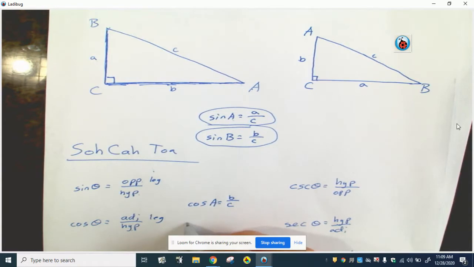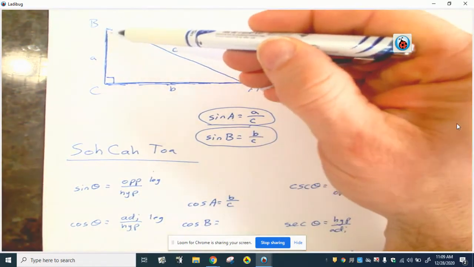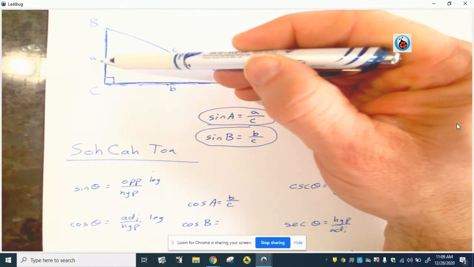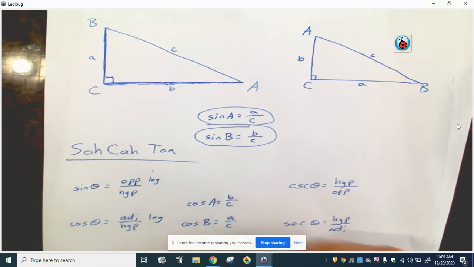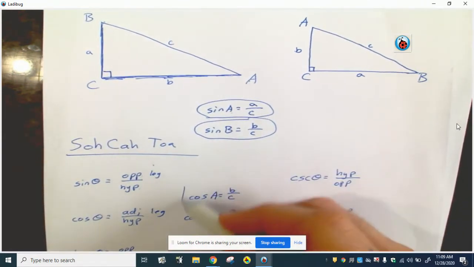Or if I wanted to do cosine of angle B, well, from B, the leg adjacent to it would be A, over the hypotenuse is C, okay? So we could write those proportions.